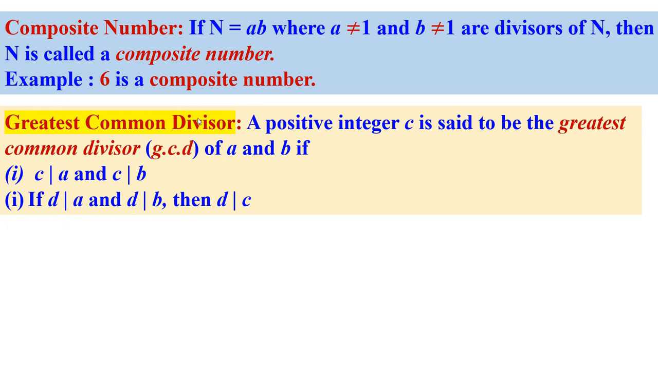Next we have the greatest common divisor. A positive integer C is said to be the greatest common divisor of A and B if C divides A and C divides B, and if D divides A and D divides B, then D must divide C. From the wording itself, the conditions can be remembered. So you are saying that C is the GCD of A and B. So common divisor in this, greatest common divisor.